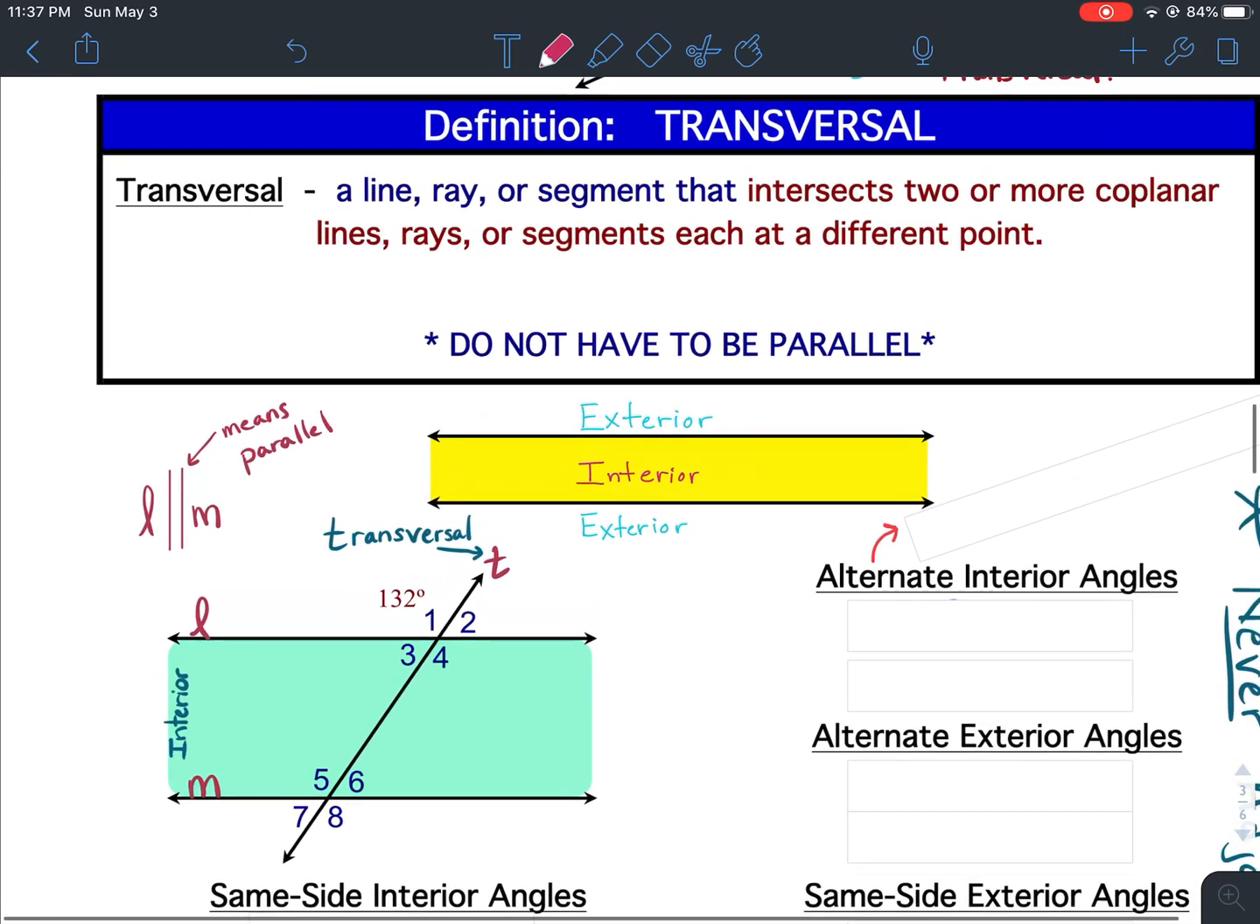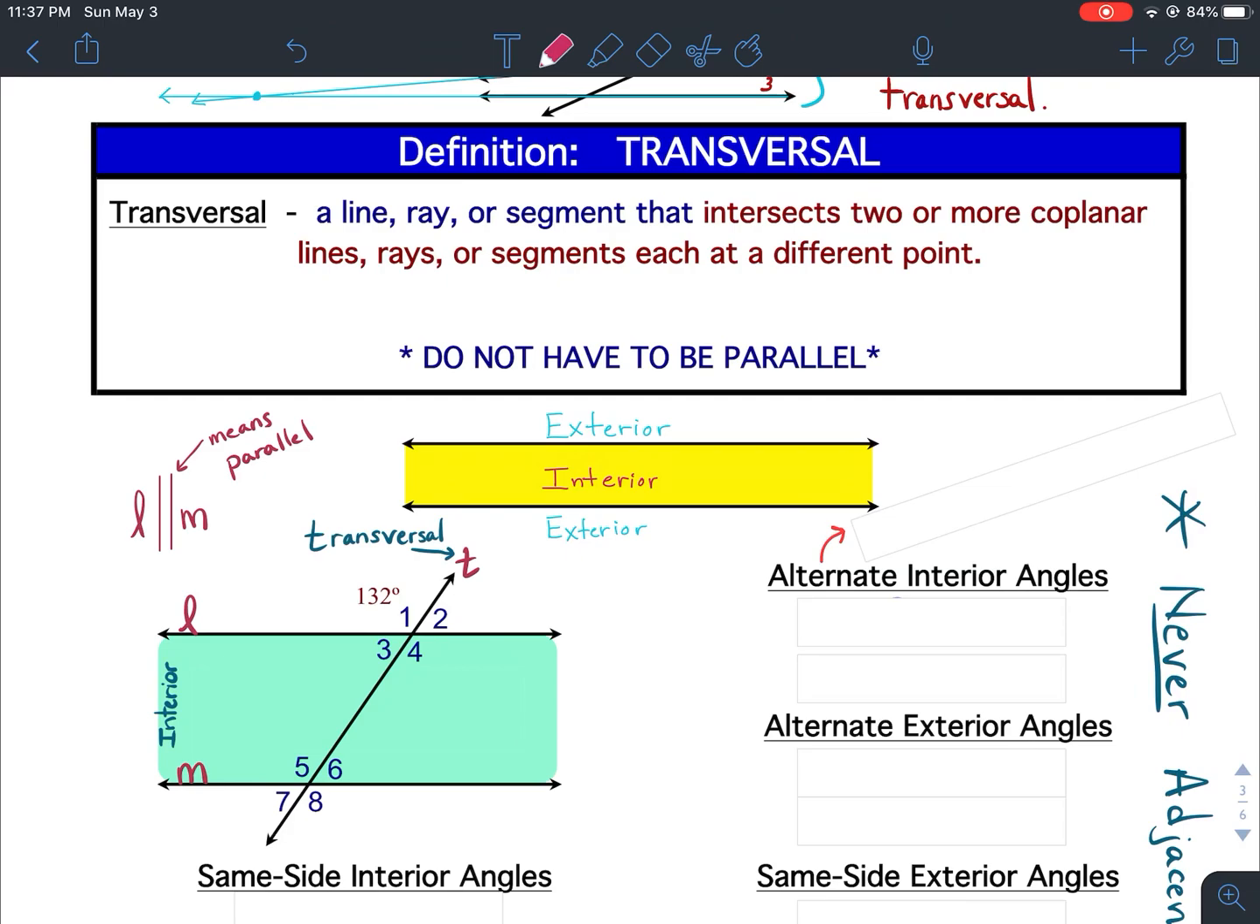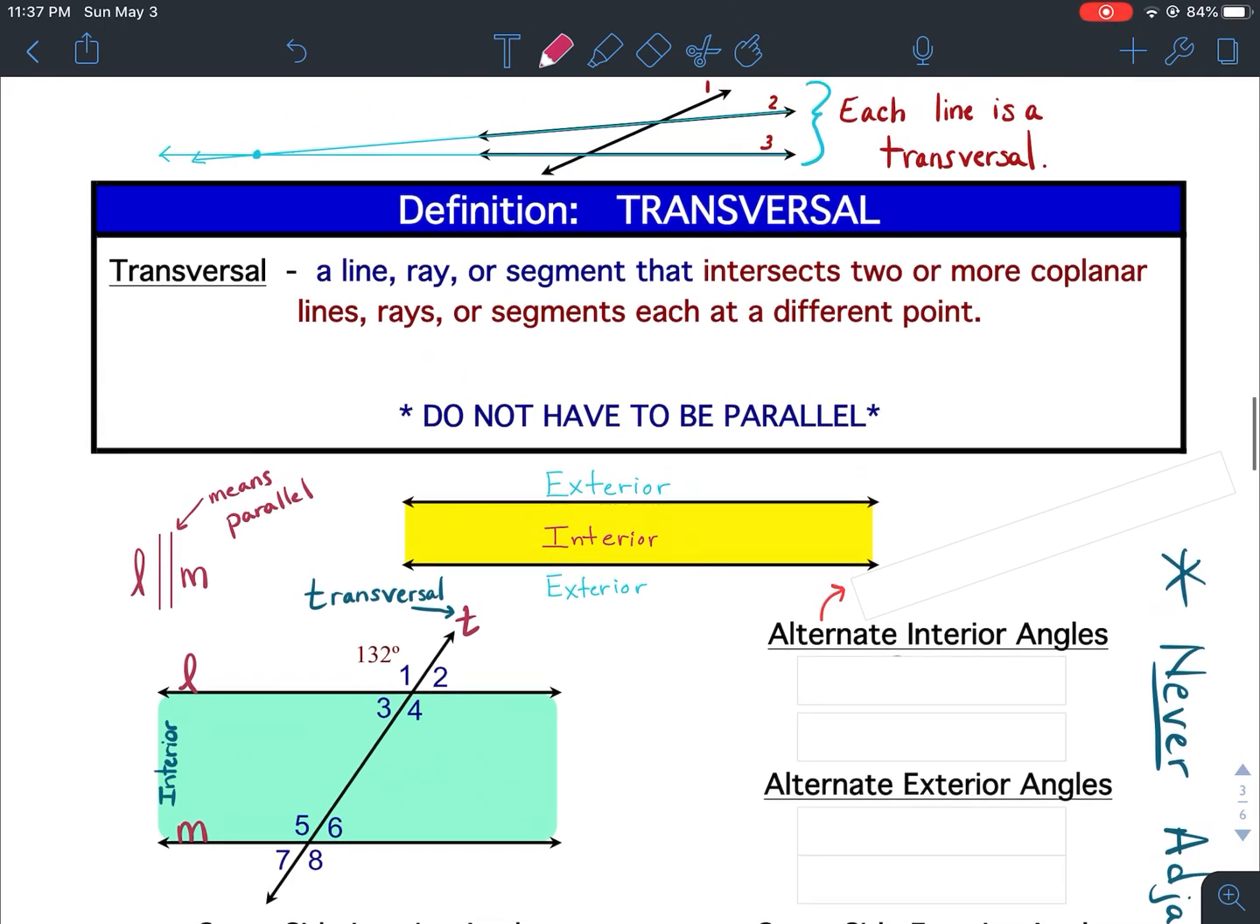That's going to be it for this video. I'm going to go to the next video to explain what alternate interior, alternate exterior, and same side interior, same side exterior, and so forth are. So if you have any questions so far on transversals, please let me know.